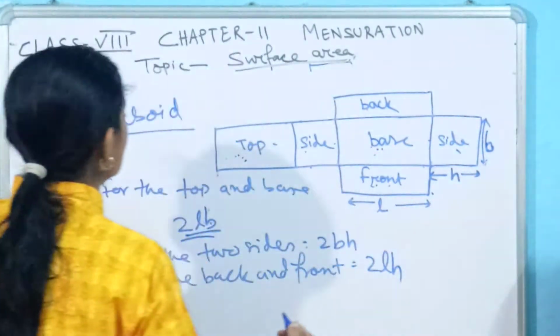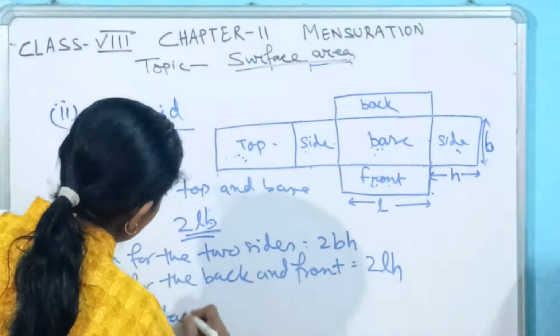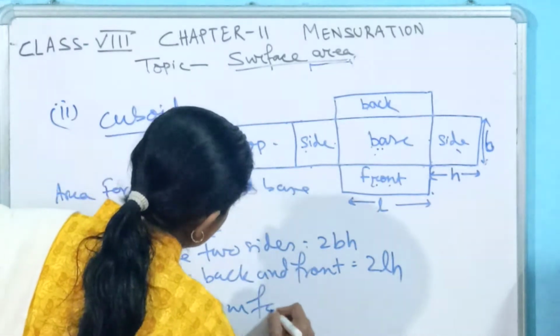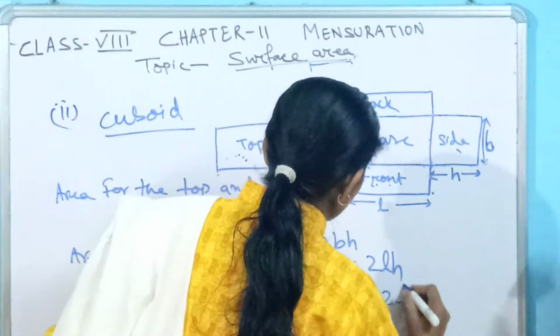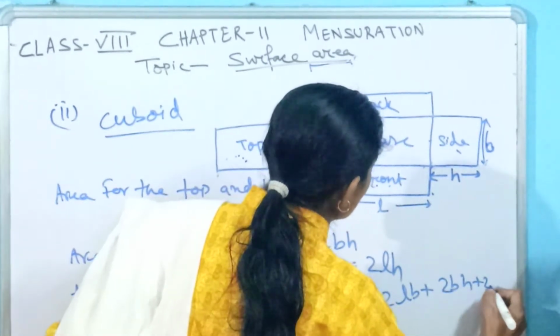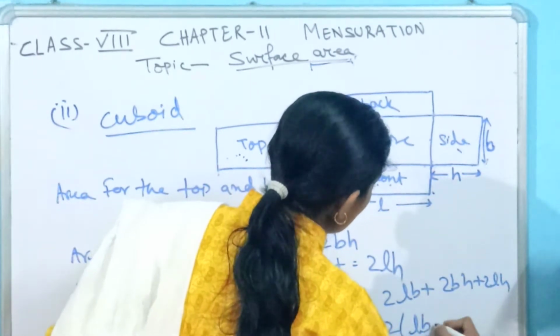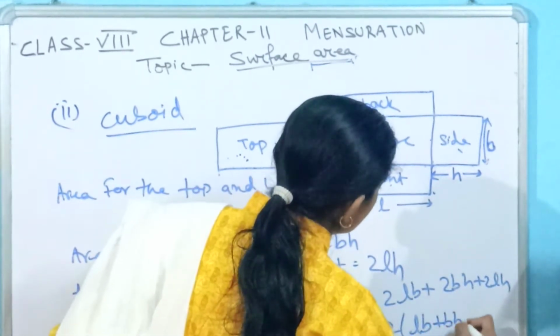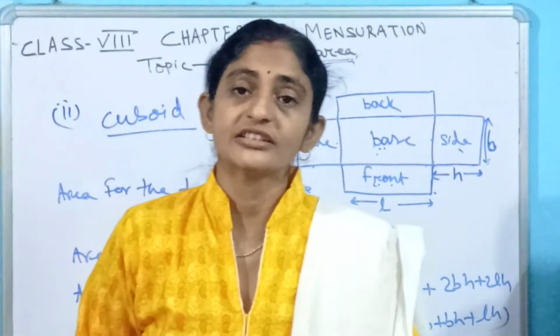So here the total surface area will be 2 into L into B plus 2 into B into H plus 2 into L into H. Let's take 2 as common. So you will get 2 into (LB plus BH plus LH). This will be the total surface area for a cuboid. Let's come to a cylinder.